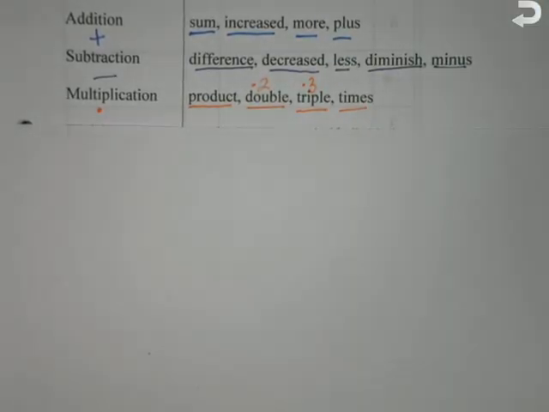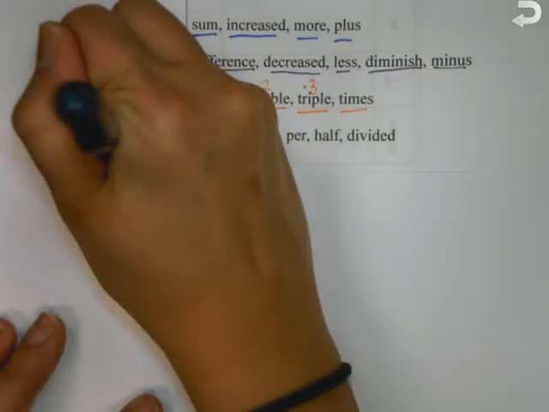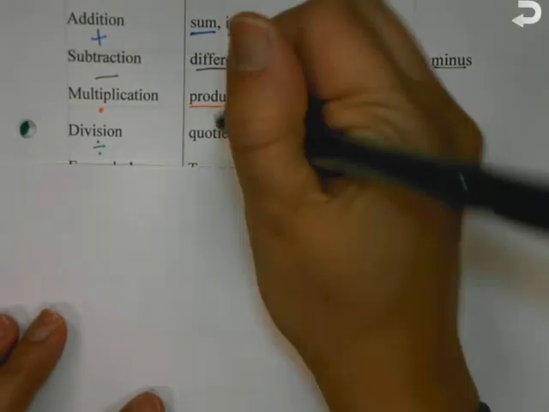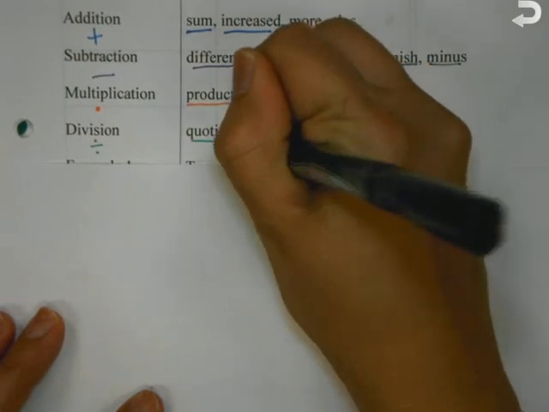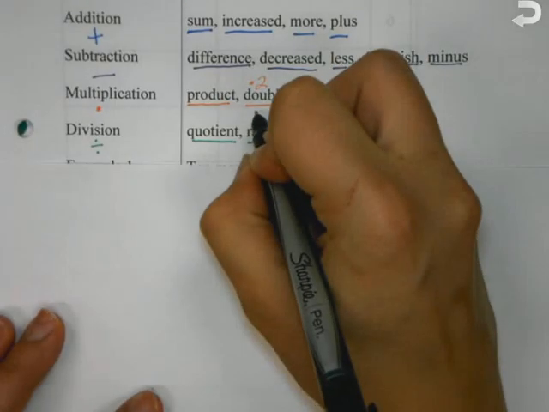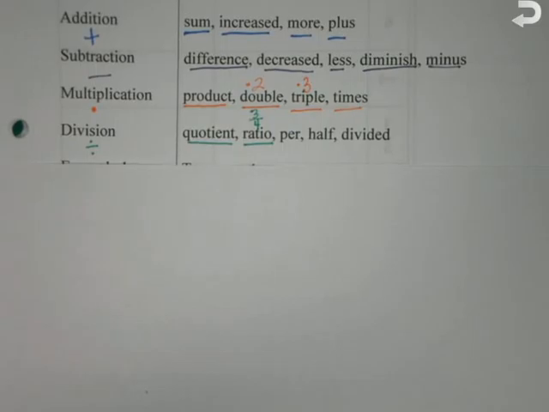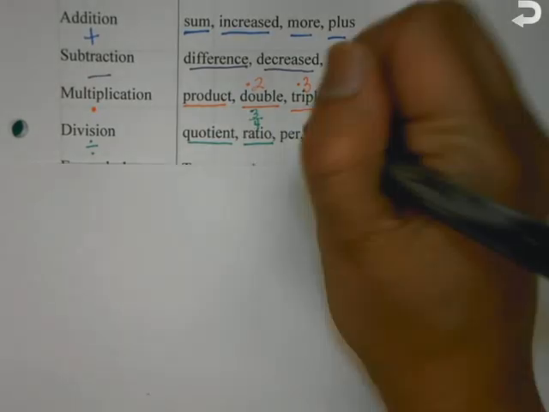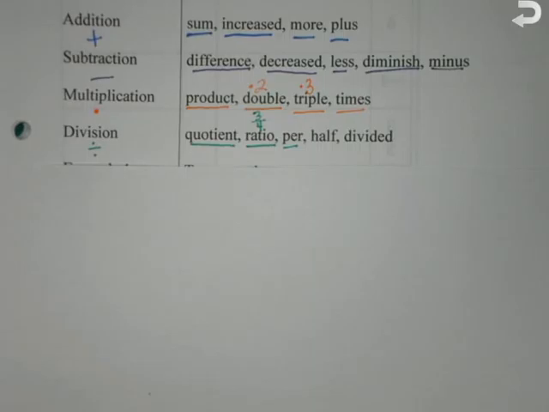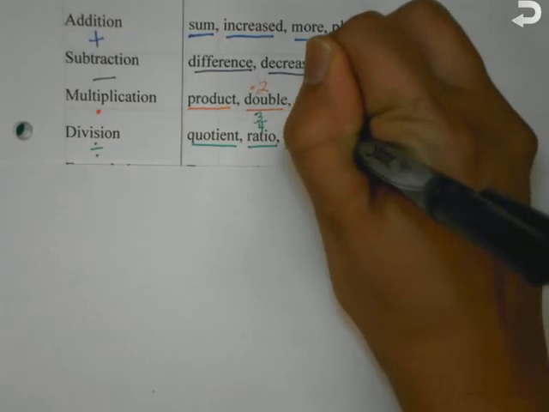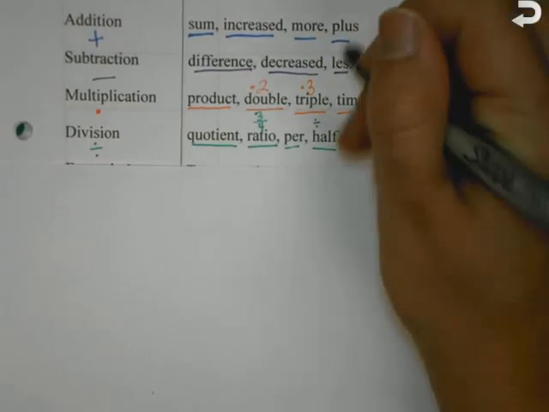And our last operation is division. Words that mean division are quotient, ratio, which is like a fraction. So a ratio could be 3 over 4. Okay, that means that you're dividing. Remember, we learned that on Friday. Fractions are the same as division. Per, the word per. So for example, if I say I have enough cookies for 2 cookies per student, we would divide to figure out how many cookies we have. Half, what does half mean? I'm dividing by what? 2, good. And then also divided.